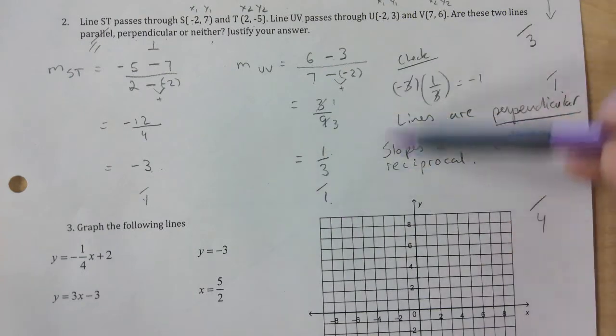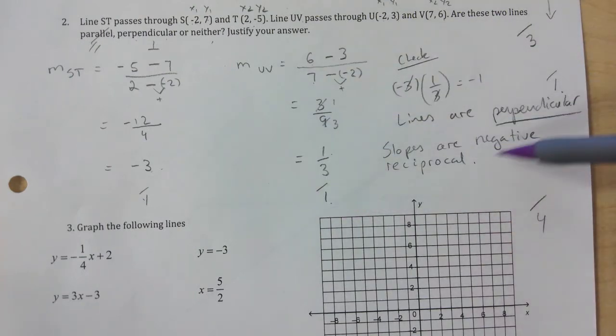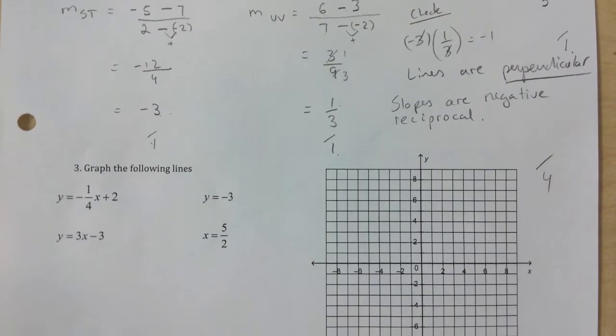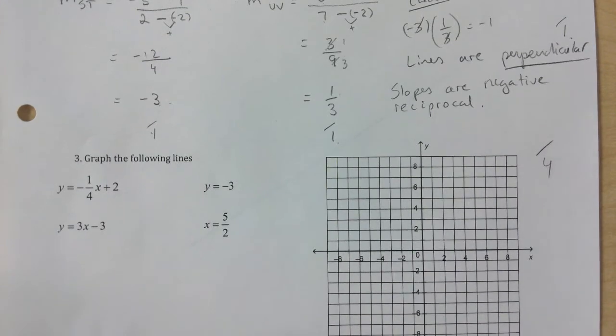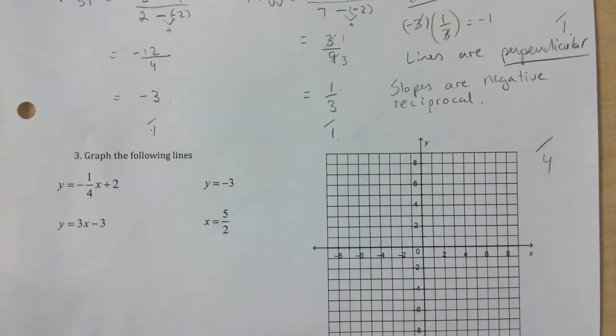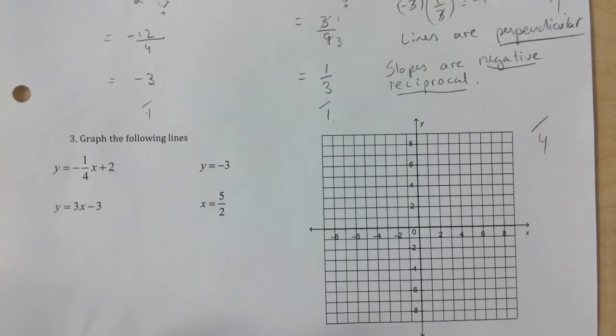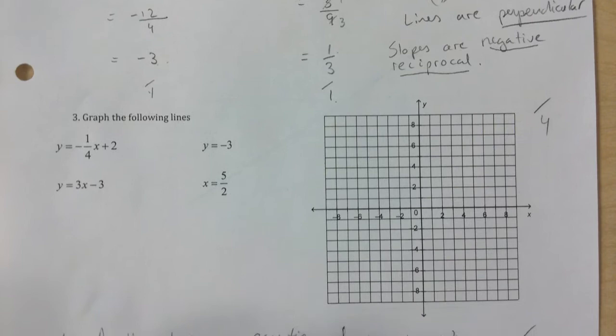So you lose the mark for the slope, but you still gain if you answer correctly over here, meaning saying they're neither because the slopes are neither the same nor are they negative reciprocal of each other. Keep in mind that negative reciprocal is important, right? Terminology.